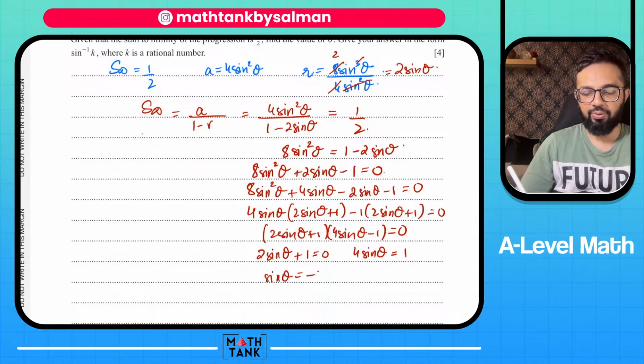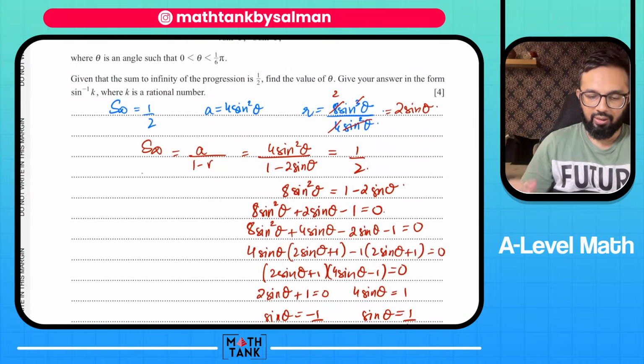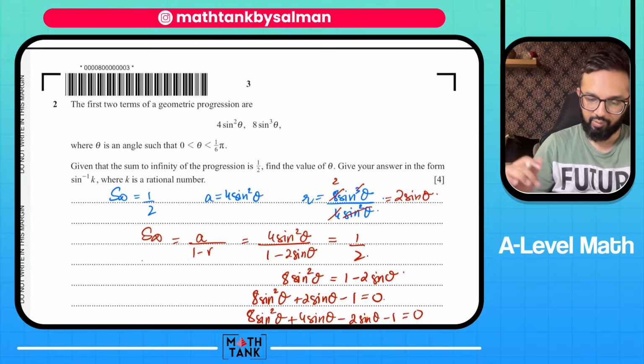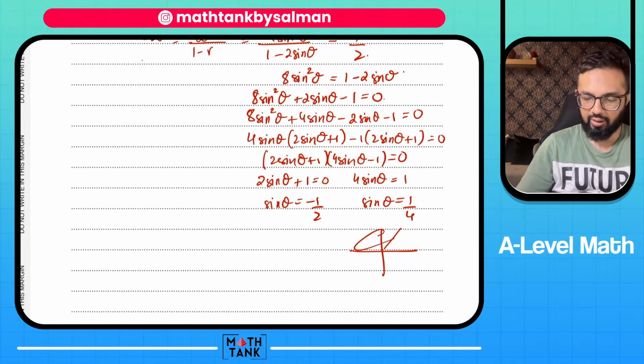Sine theta equals minus half, sine theta equals 1 over 4. I want something between 0 and 1 over 6 pi, which means that I should be working on this. Where k is a rational number, so my answer should technically just be that theta is sine inverse of 1 over 4.